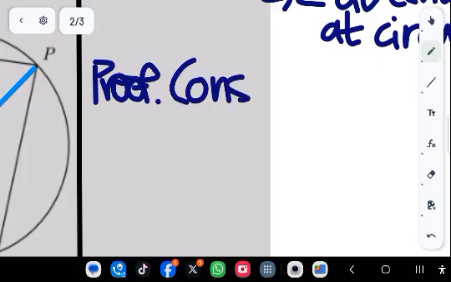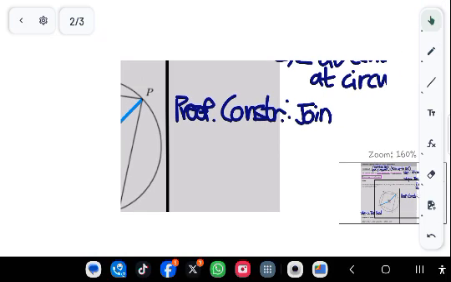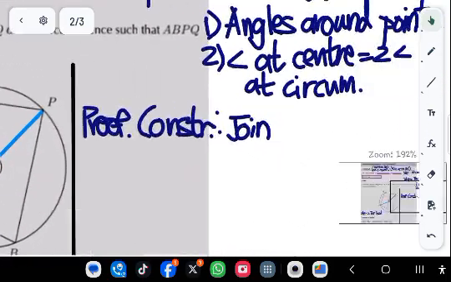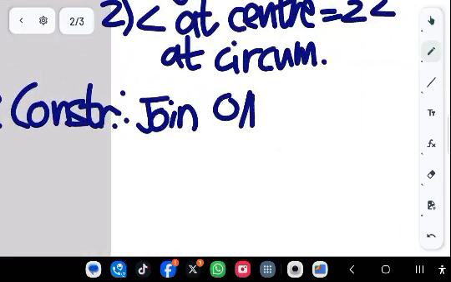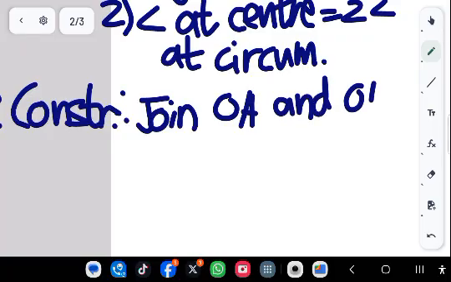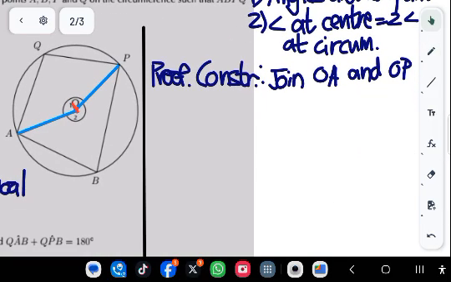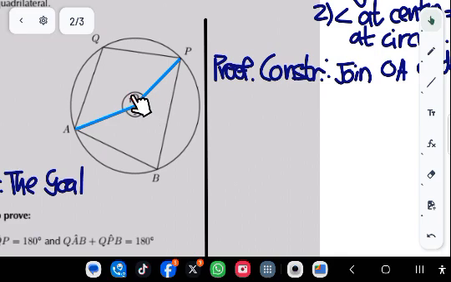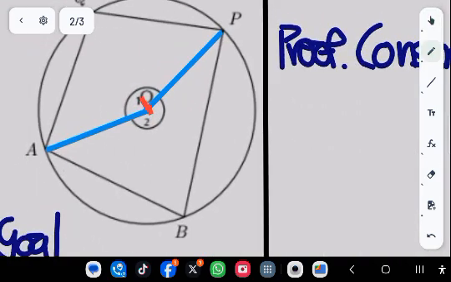Construction: we're joining AO and OP. OA and OP, that's what we're joining. Now that we've joined this together, notice that angle O is now divided into two angles.